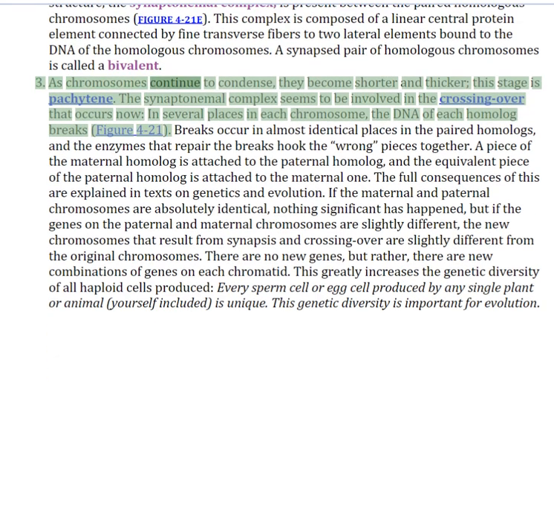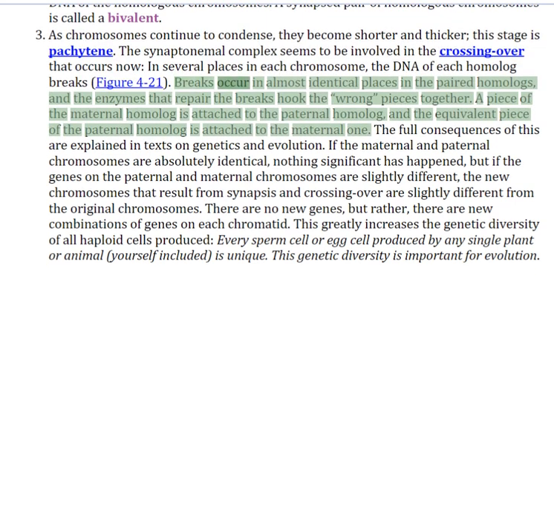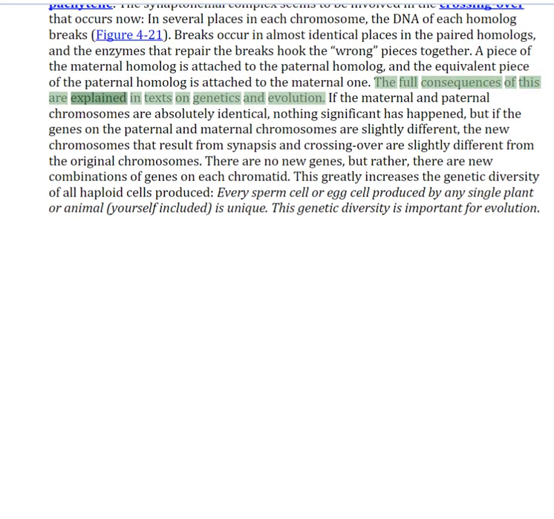3. As chromosomes continue to condense, they become shorter and thicker. This stage is pachytene. The synaptonemal complex seems to be involved in the crossing over that occurs now. In several places in each chromosome, the DNA of each homolog breaks. Breaks occur in almost identical places in the paired homologs, and the enzymes that repair the breaks hook the wrong pieces together. A piece of the maternal homolog is attached to the paternal homolog, and the equivalent piece of the paternal homolog is attached to the maternal one. The full consequences of this are explained in texts on genetics and evolution.